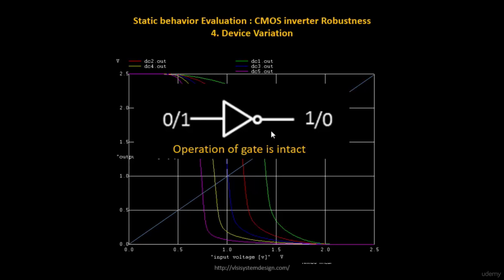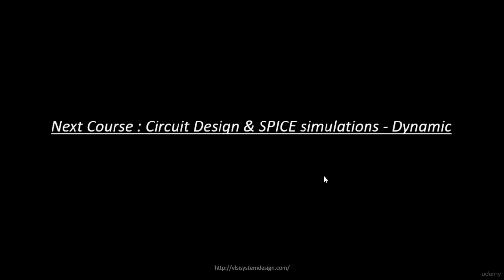And now this inverter can be used for building different complex gates. For example, you can use this inverter logic or this CMOS logic for building NAND gates, NOR gates, or any kind of gates. And that is exactly our point of discussion in our next course, which is circuit design and spice simulation, dynamic.